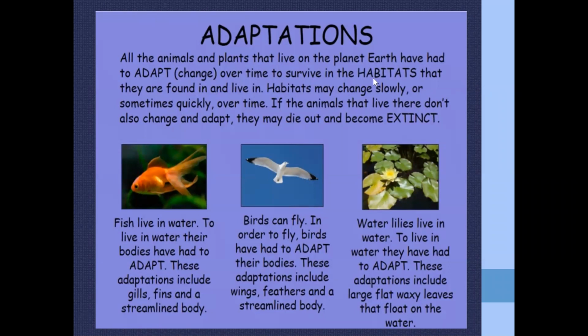So sometimes the animals remain in their same habitat for the whole life, and sometimes because of certain conditions they may change their habitat. Maybe you have heard, students, that the birds may migrate to other regions or warmer regions. If they are living in the colder regions, they migrate from one place to another place. So animals may change their habitats, but still they may have some permanent habitat as well. If the animals that live there don't also change and adapt, they may die out and become extinct.